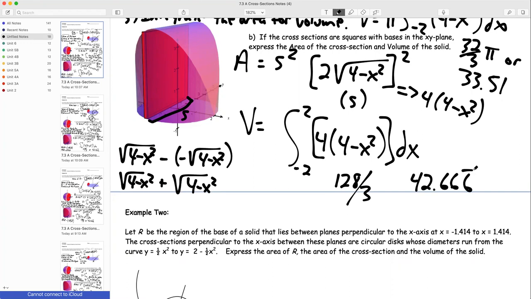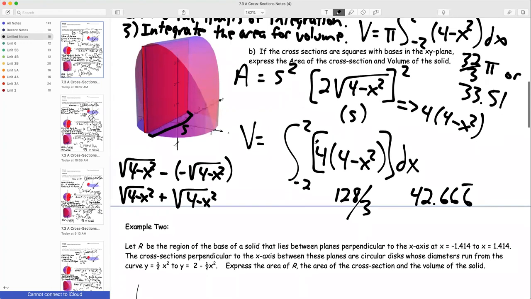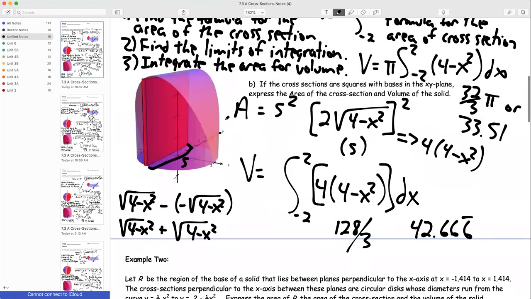Is it looking for the volume of the whole thing? It's finding the volume of this purple shape here, which is generated by finding all of the squares from -2 to +2. I still don't get how that's half the thing. Okay.